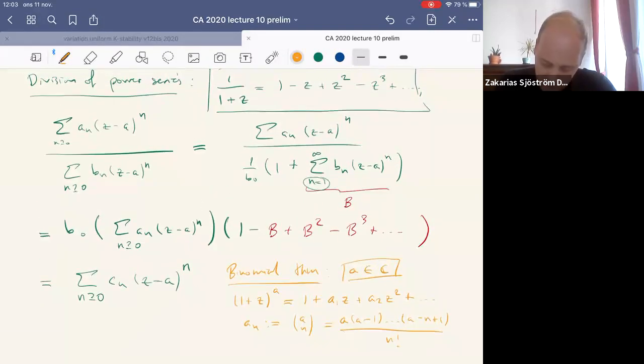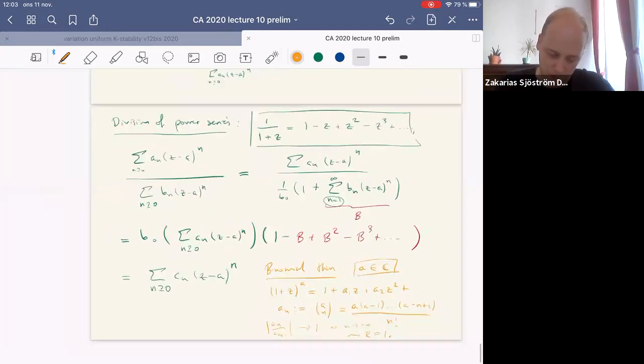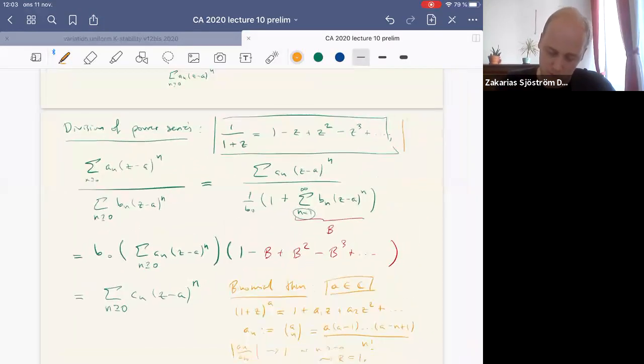So in this case, you'll be able to see that an over an plus 1 goes to 1 as n goes to infinity. If you check this, it will mean that the radius of convergence here is equal to 1. Now, your question was about this series, but the absolute value of z should be less than 1.